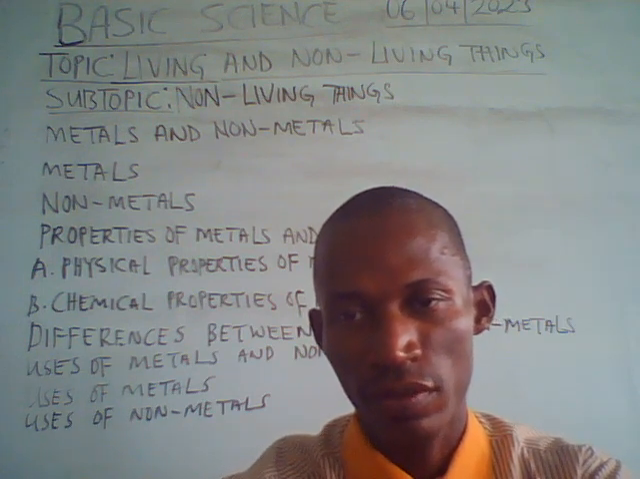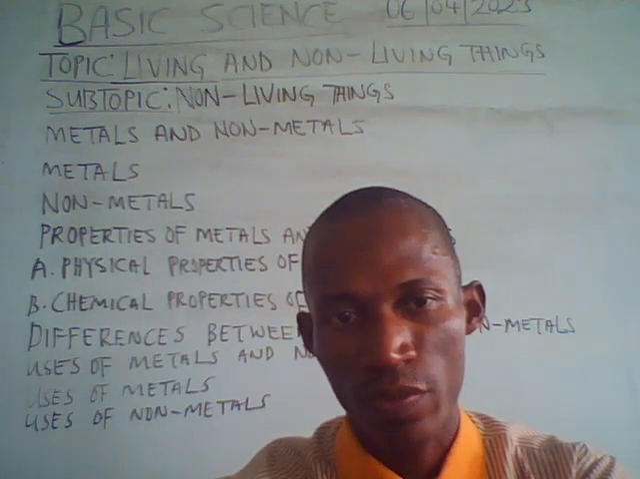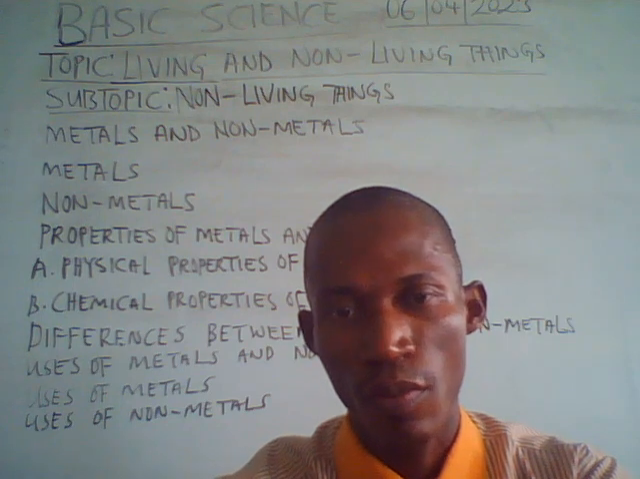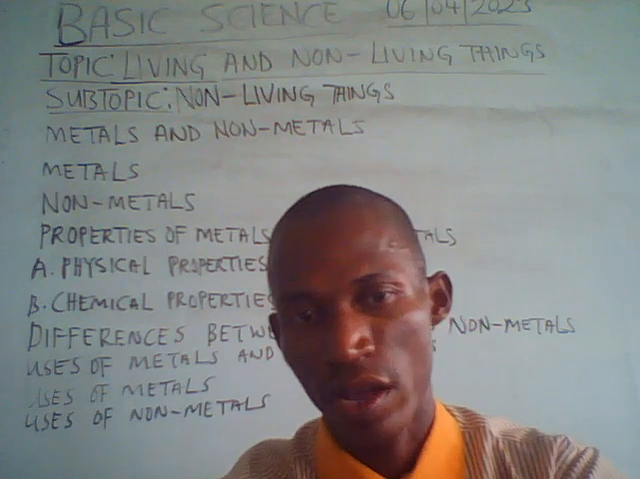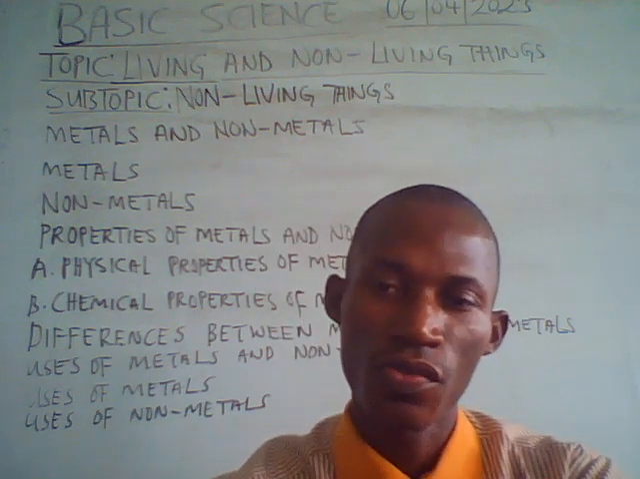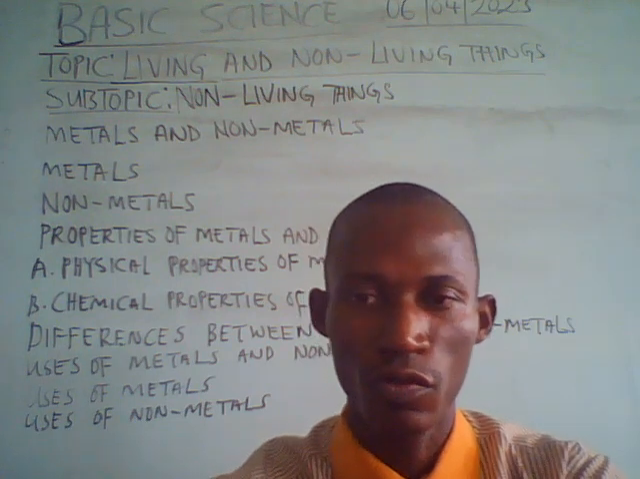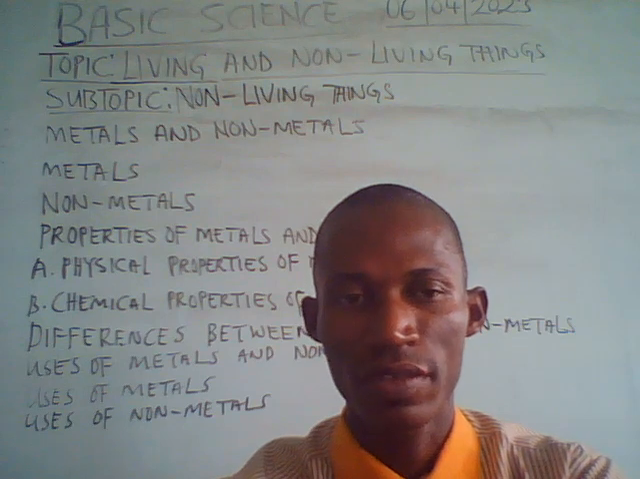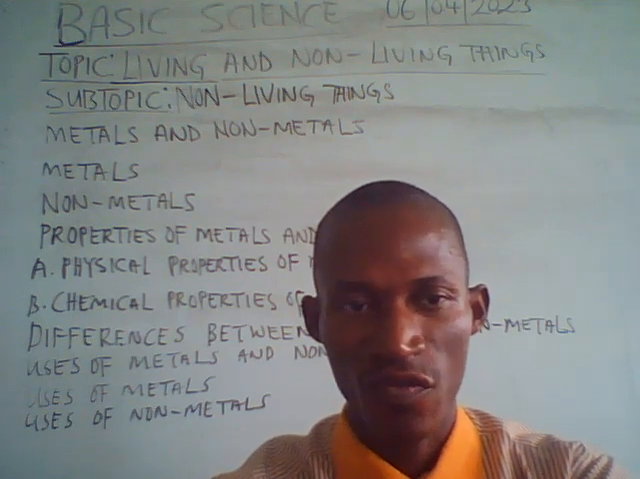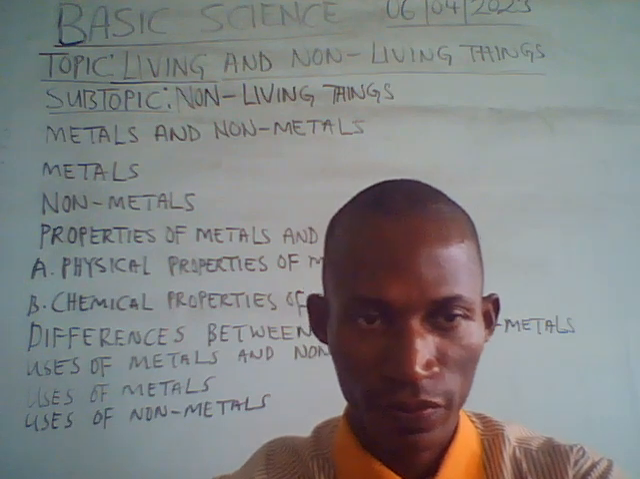Reaction with acid. Metals react with acid to form respective salts and hydrogen gas. The hydrogen gas is released, but non-metals generally do not react with acids. So these are the chemical properties of metals. We'll just look at a few of them. We'll go into chemistry in grade 10, JSS1, and look at detailed reactions of metals with a lot of chemical substances in our environment.